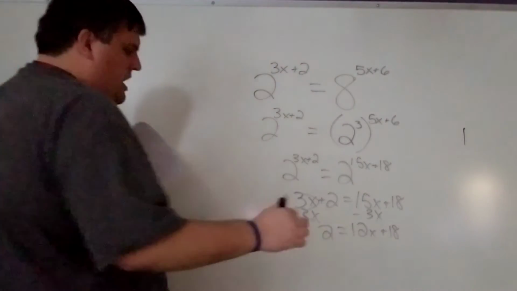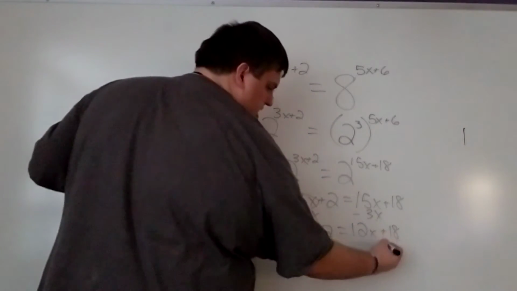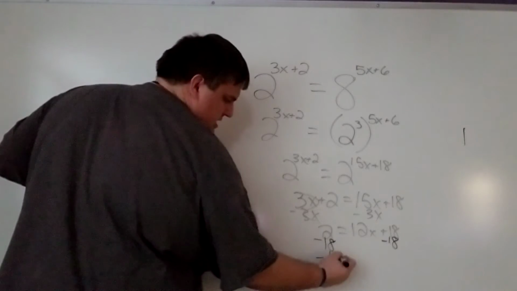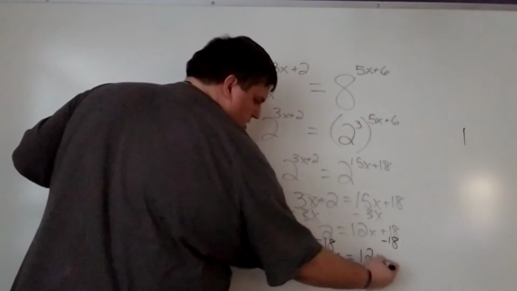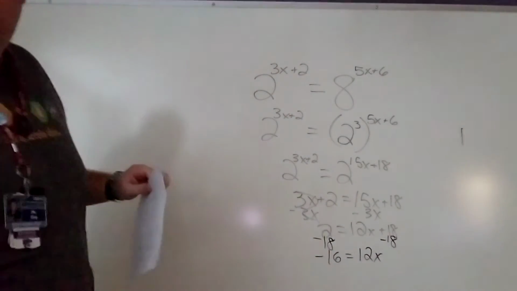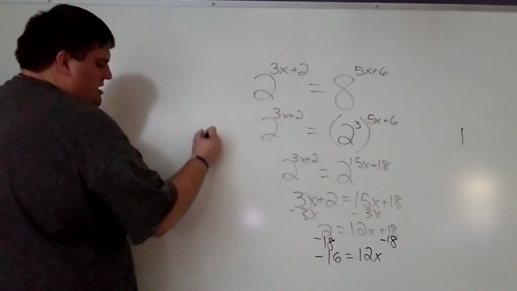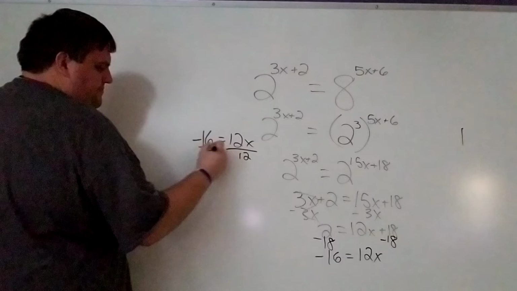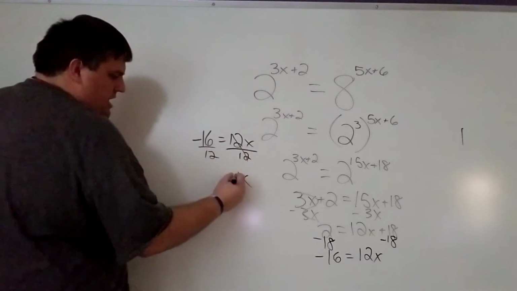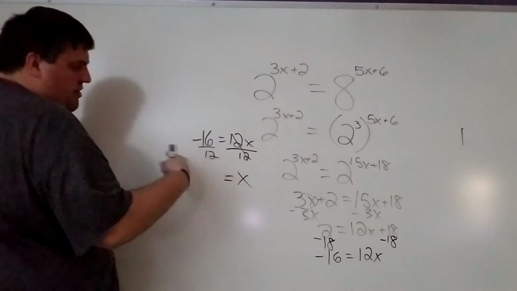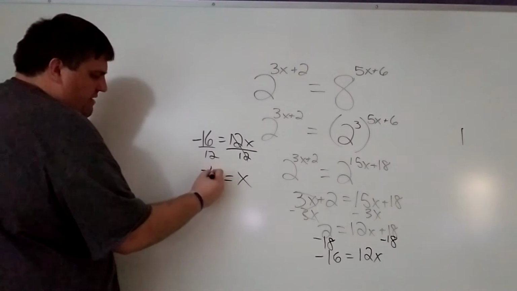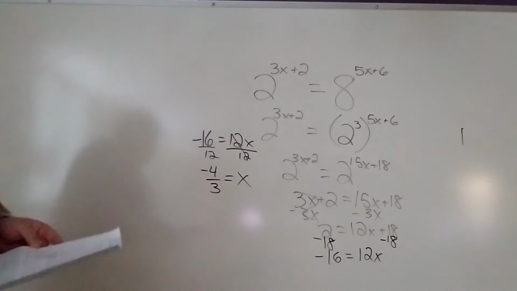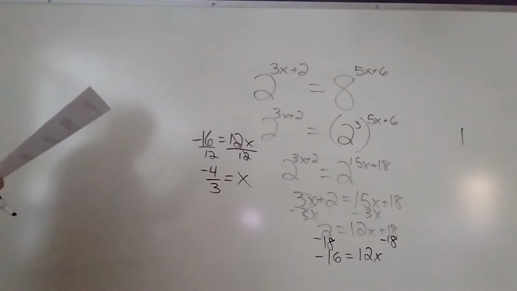All right, and subtract 18. That'd be negative 16 equals 12x. Running out of space, divide by 12. And that's my answer. 4 goes into both of them though, so that'd be negative 4 over 3. Negative 4/3 looks like a good answer for number 2.